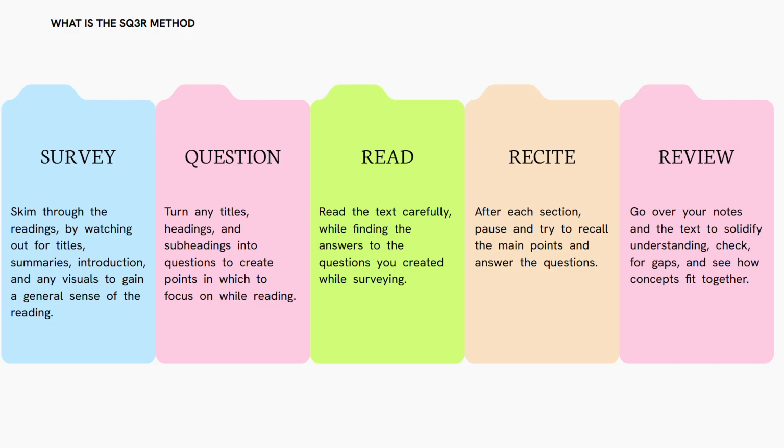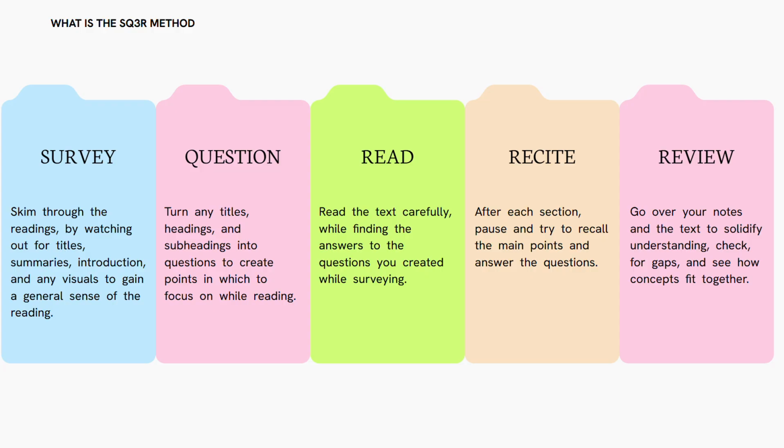The SQ3R method has 5 parts to it. One is survey, which is where you skim through the readings by watching out for titles, summaries, introductions, and any visuals to gain a general sense of the reading. The second part is the question part. Turn any of those aforementioned titles, headings, and subheadings into questions or guided questions to create points on which to focus while reading.